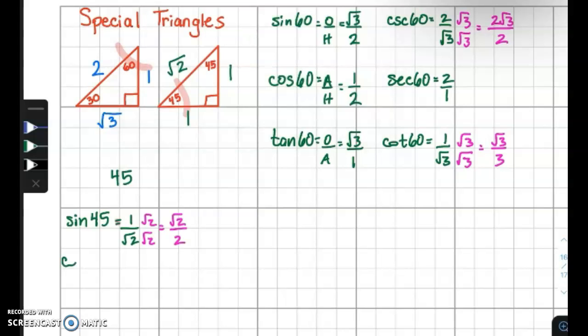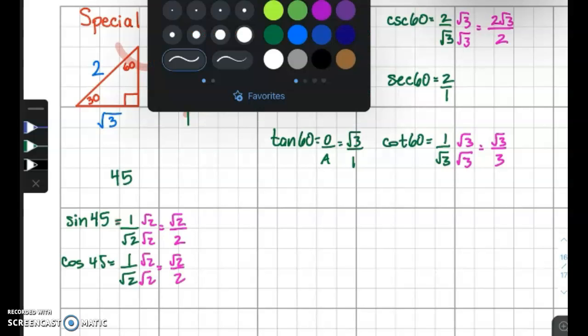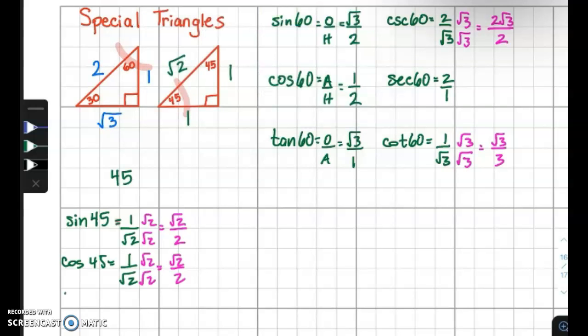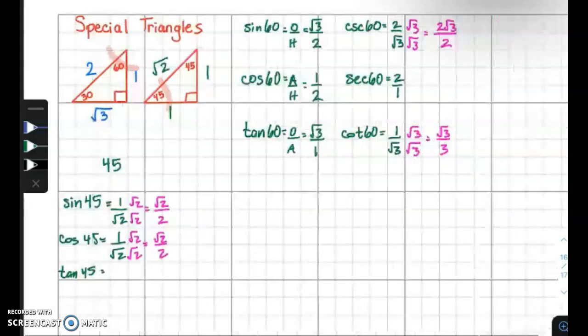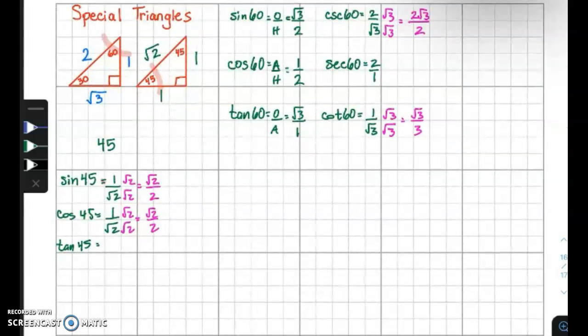Cosine of 45 is the adjacent over the hypotenuse. Adjacent to 45 is also 1, and the hypotenuse is radical 2. So you need to rationalize that, multiply by radical 2, so you get radical 2 over 2. The tangent of 45 is the opposite divided by the adjacent. So opposite of 45 is 1, adjacent to 45 is also 1, so you get 1. Or you can leave it 1 over 1.